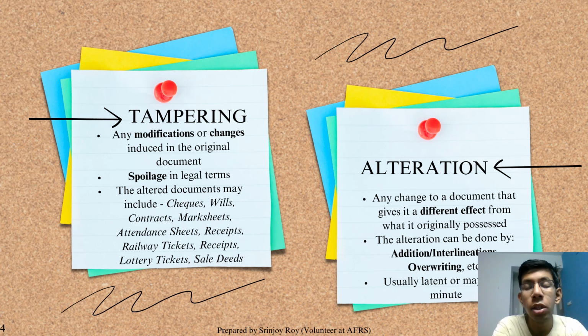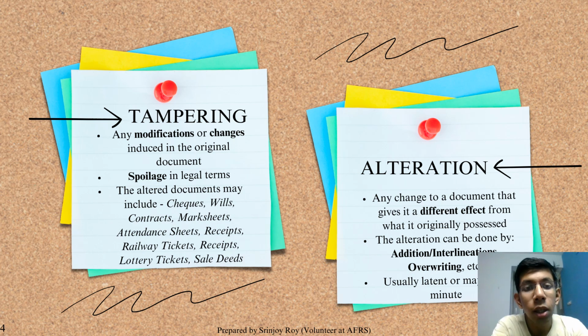Whereas alteration is also changing something in a document, but you do not have a very illegal intention behind it. For example, you are writing in an exam paper and you change something. You have written one line and then you change something. That is not a very illegal intention. You probably missed out something, so you're adding something else. That is alteration. However, in the same scenario, suppose your teacher has given you the mark sheet and you change the marks over there. That is tampering because that has a very illegal intention behind it.